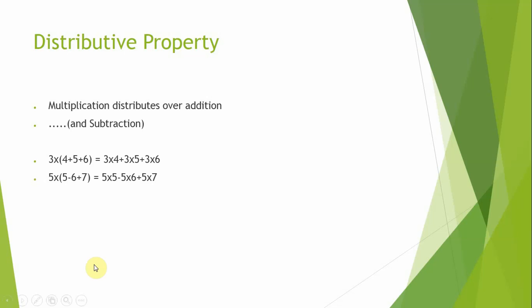The same holds true in case you have subtraction as well. So 5 multiplied by 5 minus 6 plus 7 means 5 into 5 minus, because of this minus sign, 5 into 6 plus 5 into 7. The distributive property doesn't hold true for division or any other operation. It works only in the fashion described here.